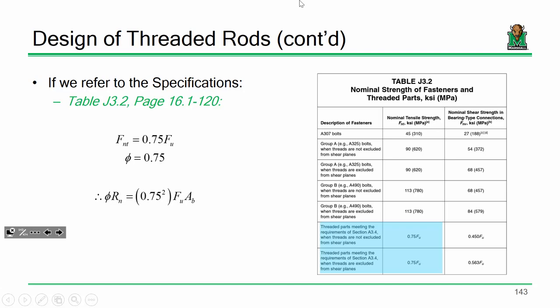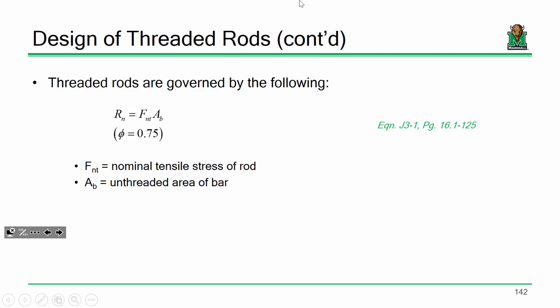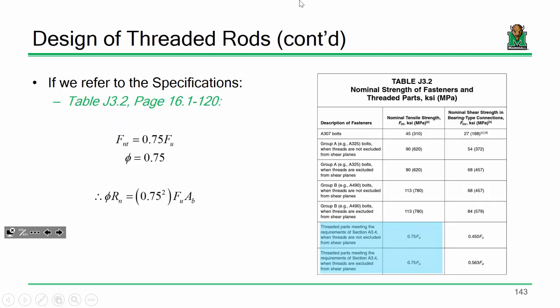All right, that's point one. Point two is our phi value. Remember, this is just nominal capacity. We must then adjust it by phi, in this case 0.75. So the design capacity of a threaded rod is 0.75 squared F_u A_b. One of those is the phi value, and the other is the reduction for nominal tensile strength.